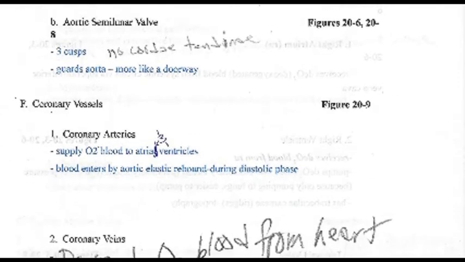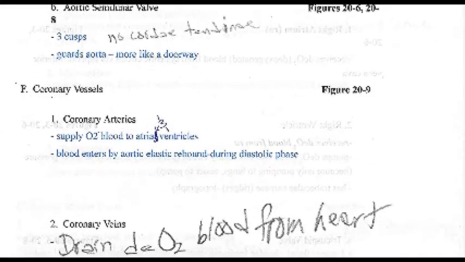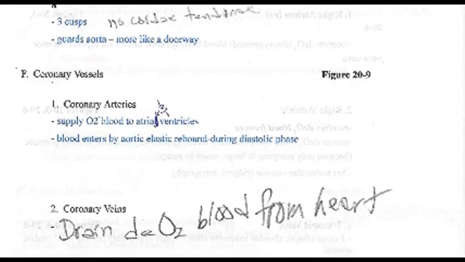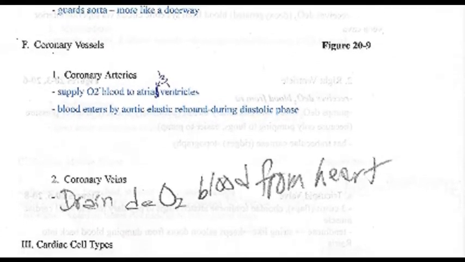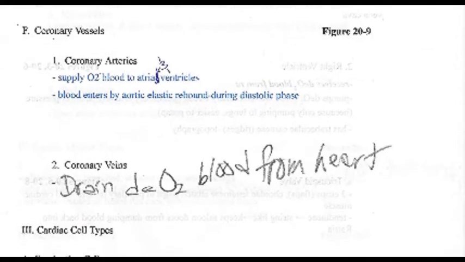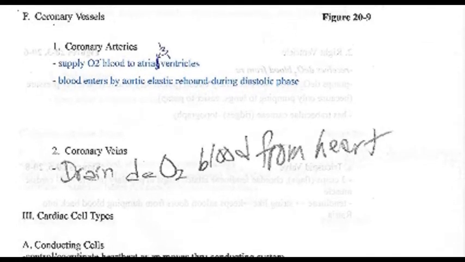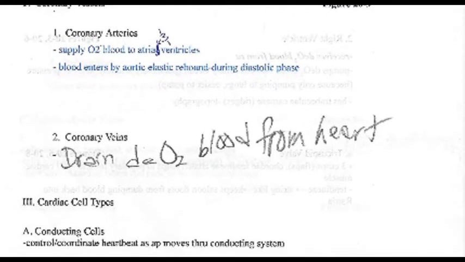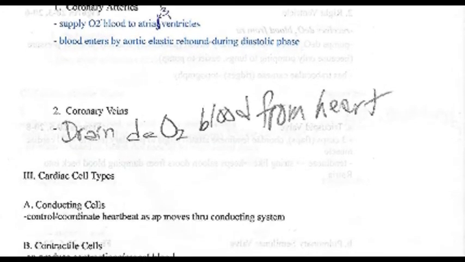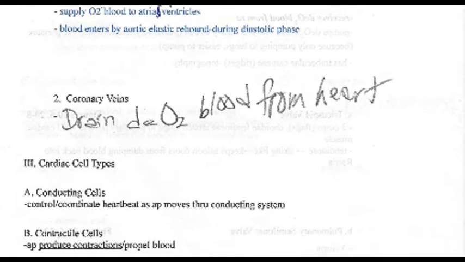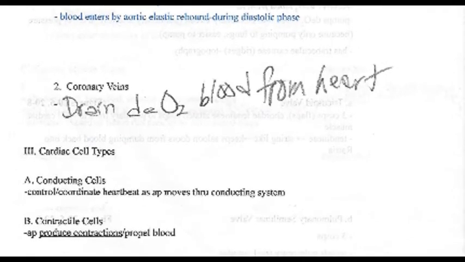Coronary vessels. Coronary arteries. Coronary arteries supply oxygenated blood to the atrium and the ventricles. Blood enters by aortic elastic rebound during the diastolic phase. Coronary veins. Coronary veins drain deoxygenated blood from the heart.